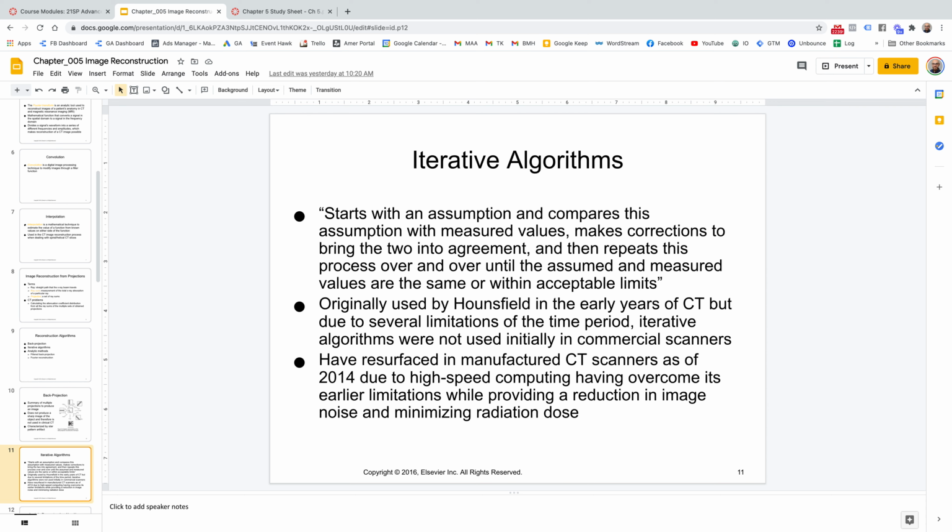So it starts with an assumption. So let's say I assume that you're thinking of the number 10, okay? Then I assume that, you know, this patient weighs 200 pounds, okay? And then we measure the patient, and they weigh 220.